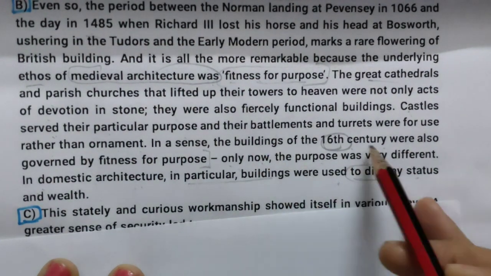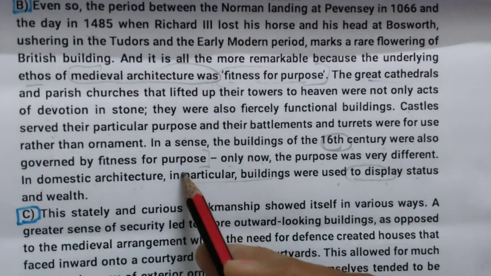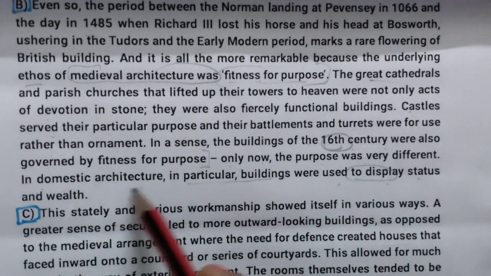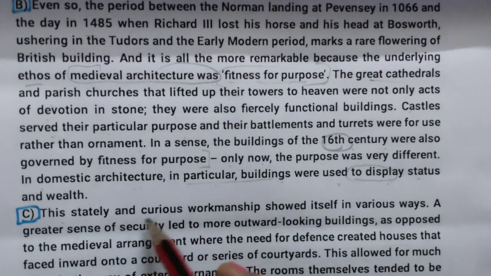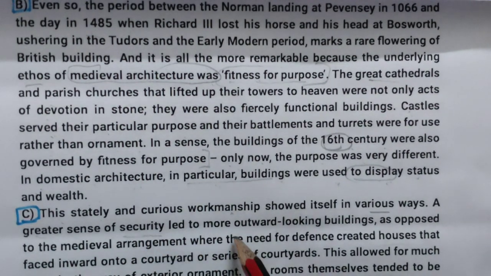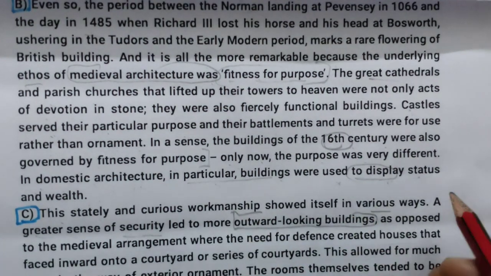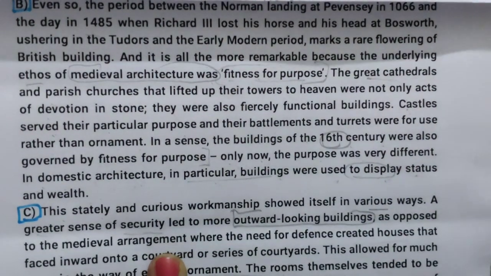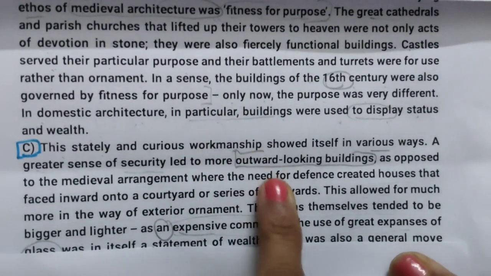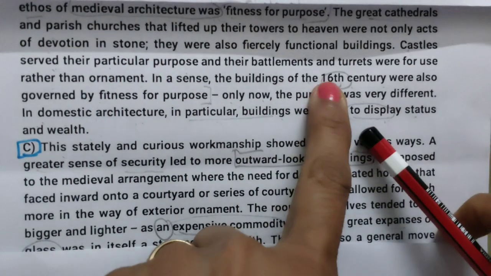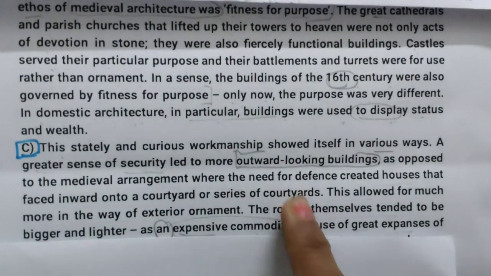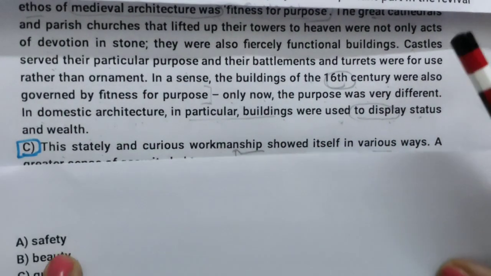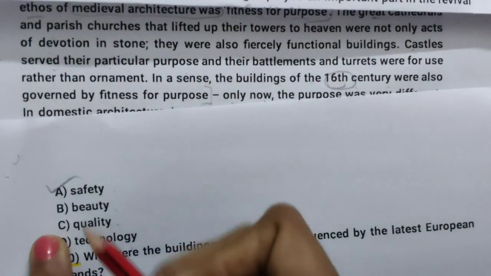The buildings of the 16th century were also governed by fitness for purpose, only the purpose was very different. In domestic architecture, particular buildings were used to display status and wealth. This stately and curious workmanship showed itself in various ways. A greater sense of security led to more. Oh yes, this is the location we chose wrong actually. The 16th century is here, we were trying to read from there, but after getting the location, we have already selected the word outward looking buildings. So the answer is security, already given here. See this, so we will just write safety.